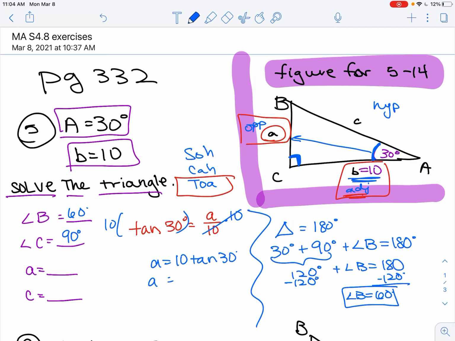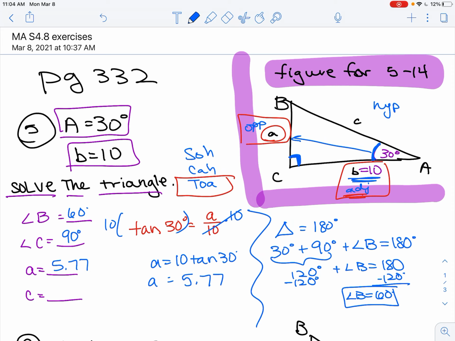Let me get my calculator out. We're going to go 10 tangent. Oh, and don't forget that your mode needs to be in degrees in your calculator because we're dealing with degrees. So if I say 10 times the tangent of 30 degrees, we know A is 5.77, and that's rounding to the nearest hundredth.